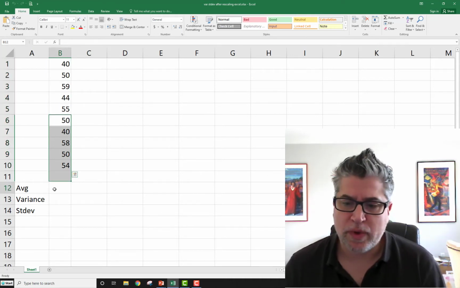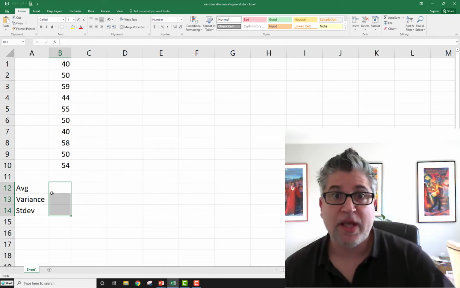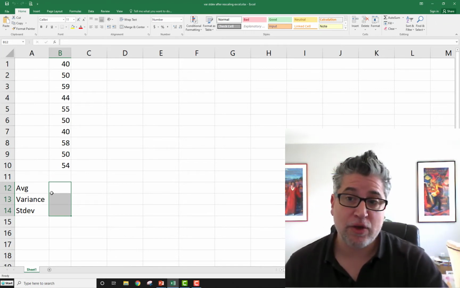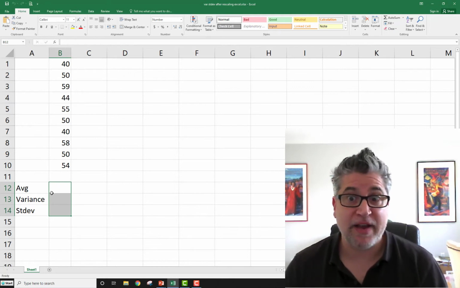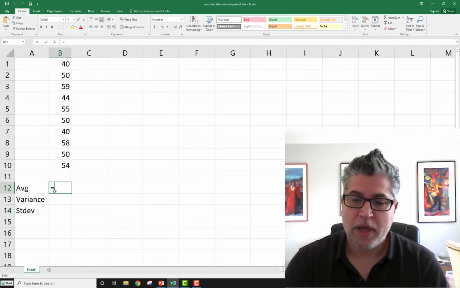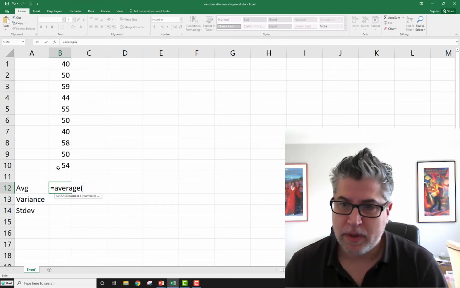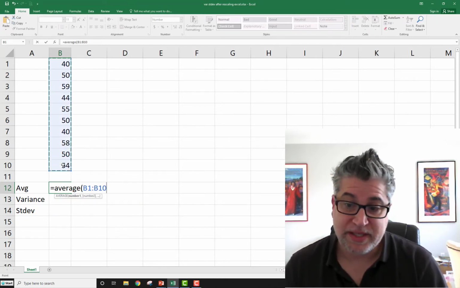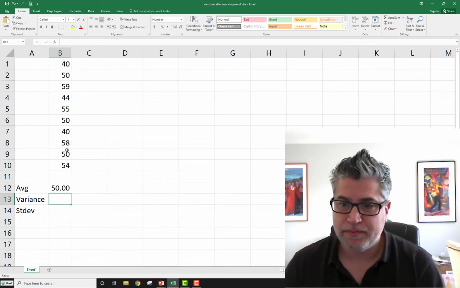From these exam scores, we might want to calculate some nice summary statistics. Let's do that first, then change the value of our data by multiplying them by something, and then see how that affects our statistics. So for average, we just type average. It's B1 through B10 in my example. And so the average is a 50. Let's say these are horrible exam scores.